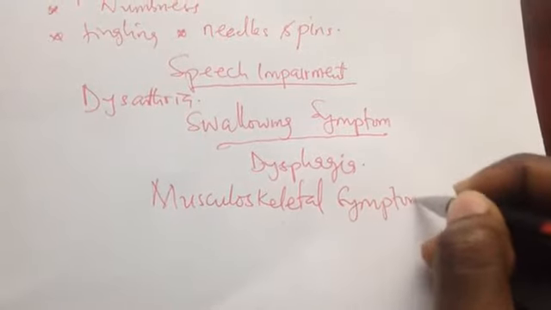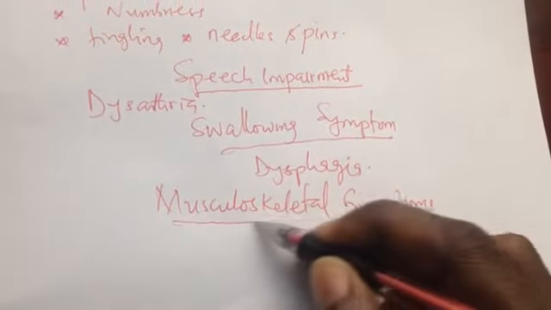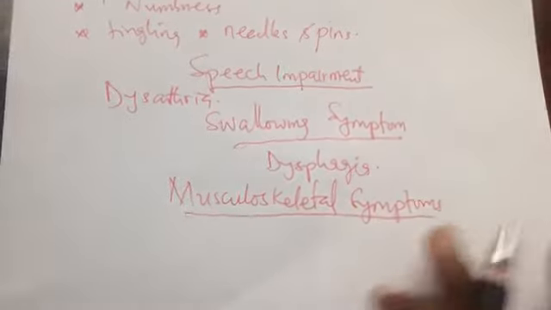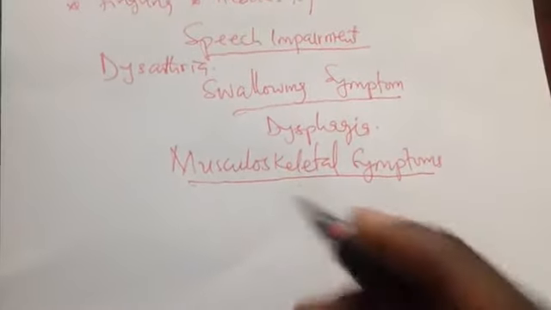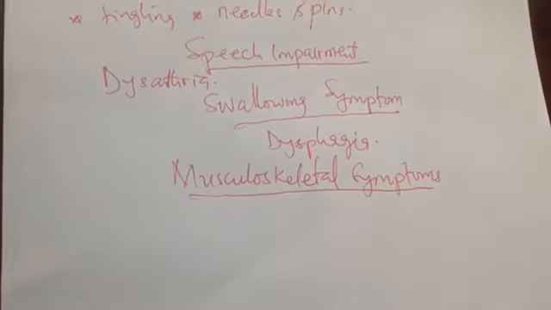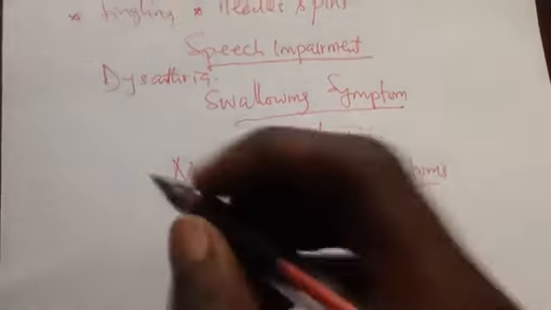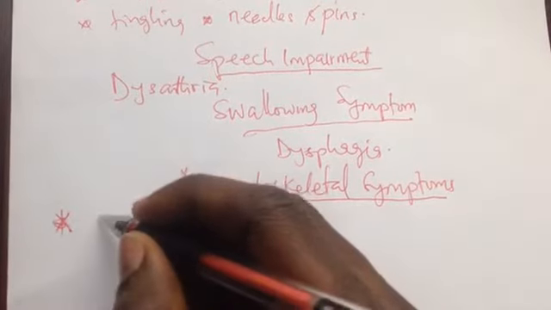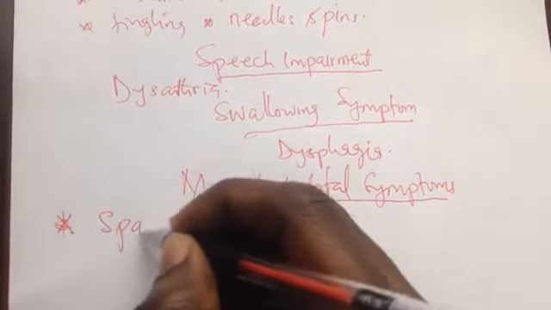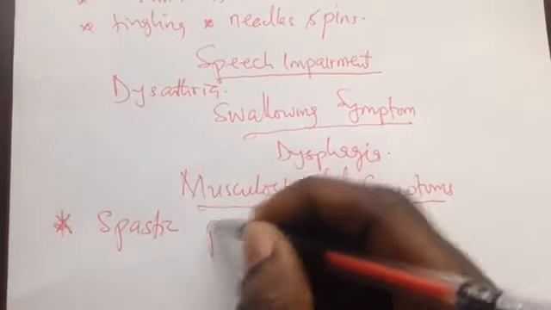So in musculoskeletal symptoms, we're going to have signs of upper motor neuron damage, because it is the central nervous system neurons that are affected, right? So there are going to be symptoms of upper motor neuron damage, which will manifest as spastic paralysis.